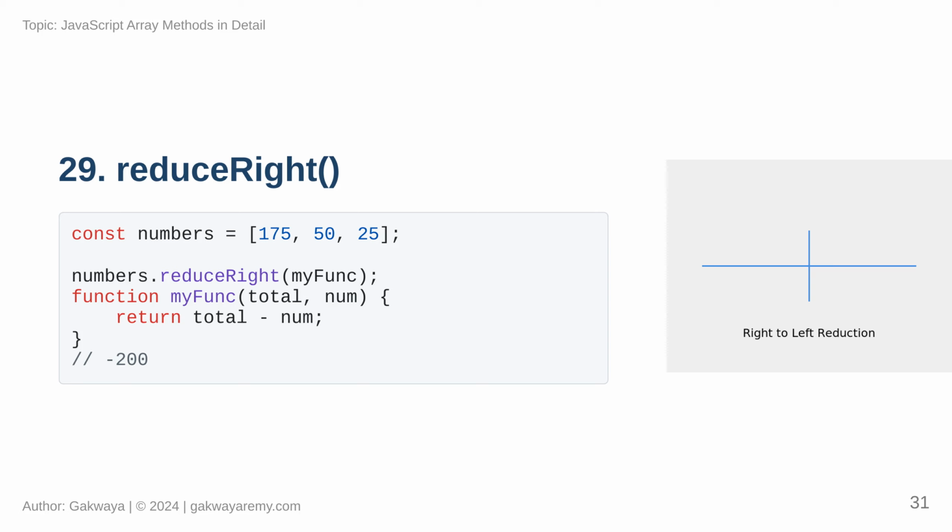reduceRight works exactly like reduce, but processes the array from right to left. This direction can make a big difference when your operation isn't commutative, like subtraction or division. It's like reading a book from back to front, you'll get a different experience.